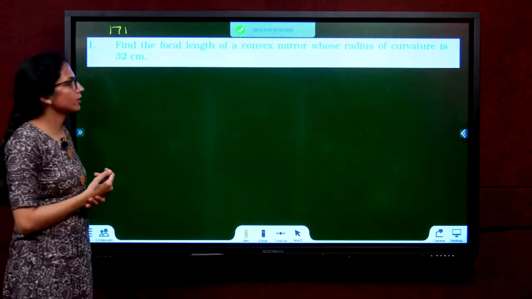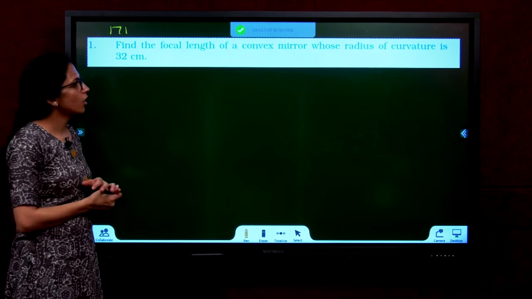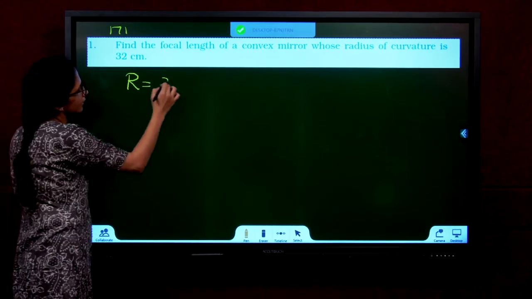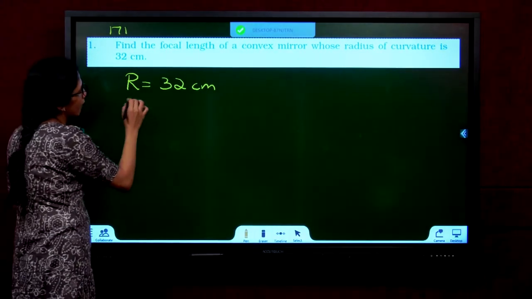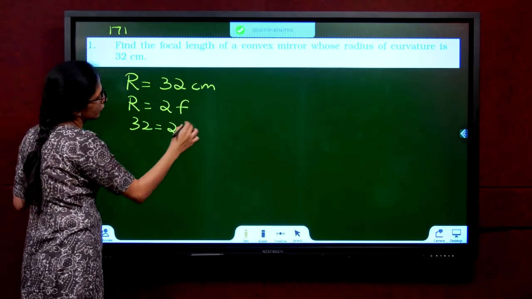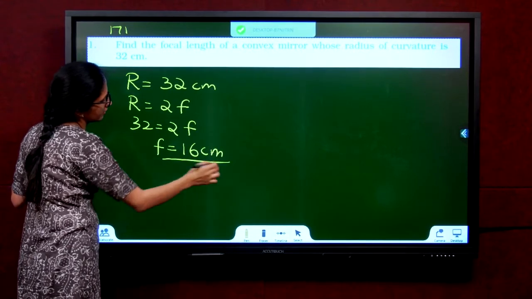Page 171, question 1. Find the focal length of a convex mirror whose radius of curvature given is 32 centimeters. Radius is given as 32. It's a convex mirror, so radius is positive. We know that R is equal to 2F. 32 is equal to 2 into F. What is F? 16 centimeters.